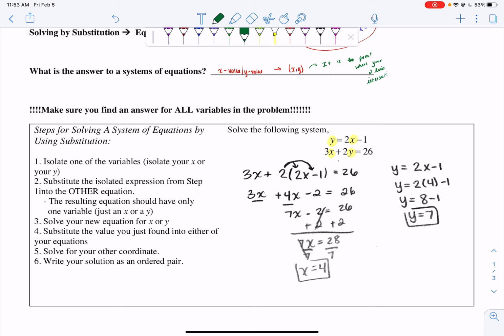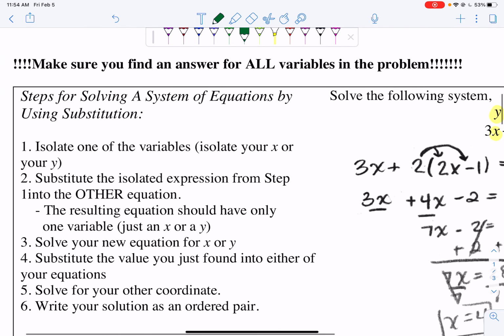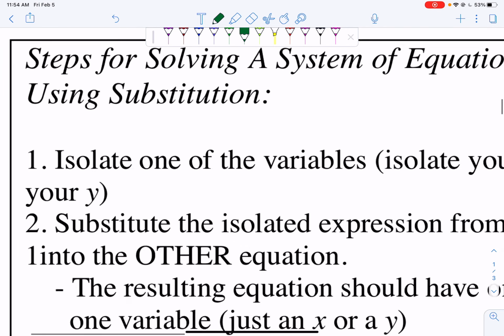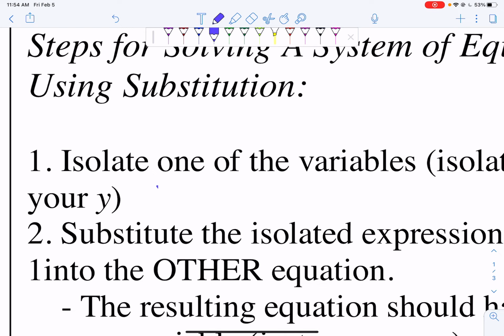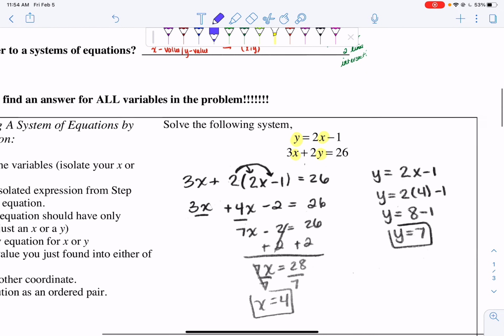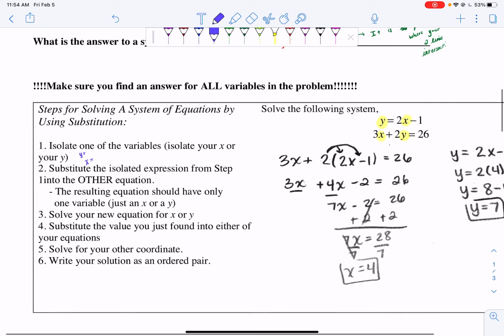So what we're going to do is go through this procedure. When we do this example, we have y equals 2x minus 1 and 3x plus 2y equals 26. The problem is already solved for us. Let's look at the procedure. Step 1 says isolate one of your variables. Isolate your x or your y. What we mean by that is we want it to say y equals or x equals. If we look at our system, we have y equals 2x minus 1, so it's already isolated. Step number 2.